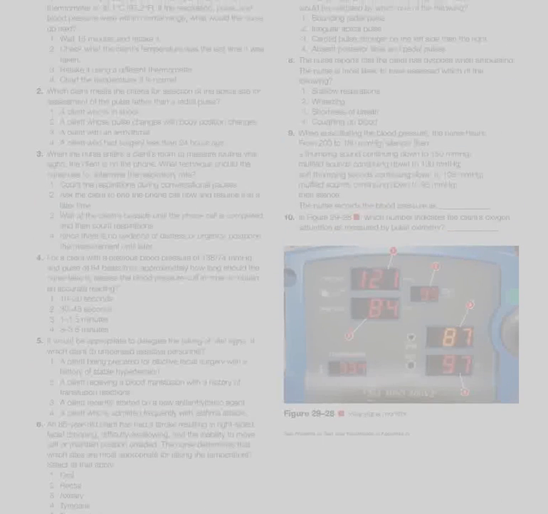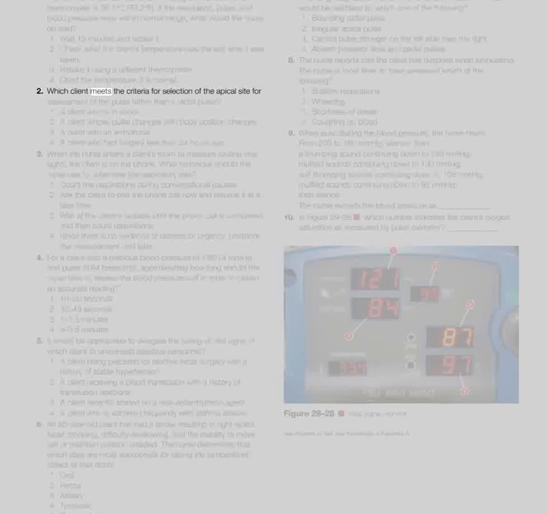1. The client's temperature at 8 a.m. using an oral electronic thermometer is 36.1 degrees Celsius, 97.2 degrees Fahrenheit. If the respiration, pulse, and blood pressure were within normal range, what would the nurse do next? 1. Wait 15 minutes and retake it. 2. Check what the client's temperature was the last time it was taken. 3. Retake it using a different thermometer. 4. Chart the temperature, it is normal.